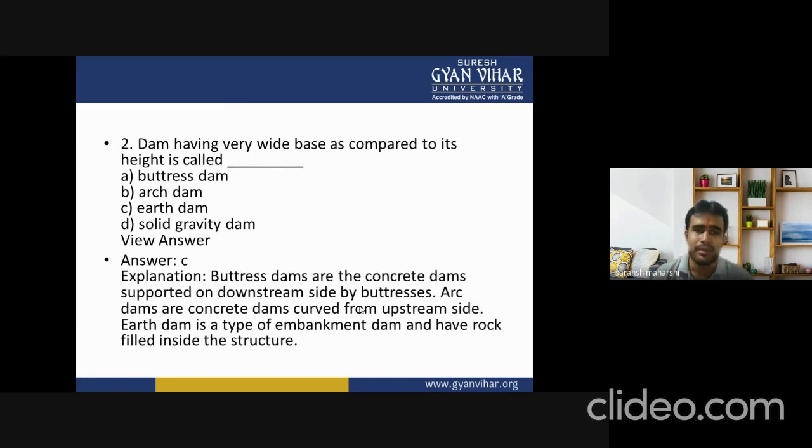Next, a dam having a very wide base as compared to its height is called option A, buttress dam. Option B, arc dam. Option C, earth dam. Option D, solid gravity dam. So the correct answer is option C, earth dam, because buttress dams are concrete dams supported on the downstream side by the buttress. Arc dams are concrete dams curved from the upstream side. Earth dam is a type of embankment dam and has rock filled inside the structure.